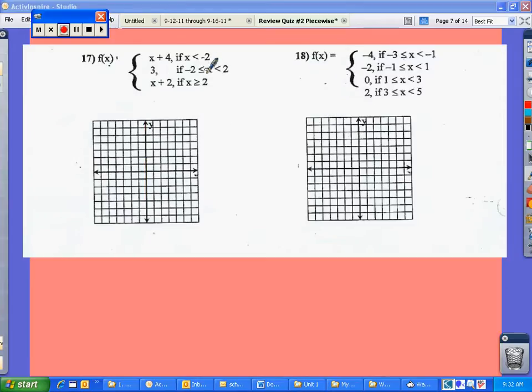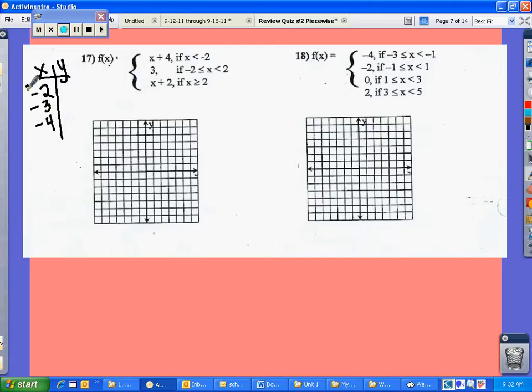Okay, so for number 17, this one would probably be best to do using a table of values because I have 3 different intervals. So again, using a table of values for this one is probably going to be the most efficient way to graph this one. So I have x plus 4 if x is less than negative 2. So negative 2, and what are numbers less than negative 2? Negative 3, negative 4. Negative 2 is going to be an open circle, and then it's going to be everything. Do I keep going, or does it stop at negative 4? No, it keeps going, so I have an arrow.